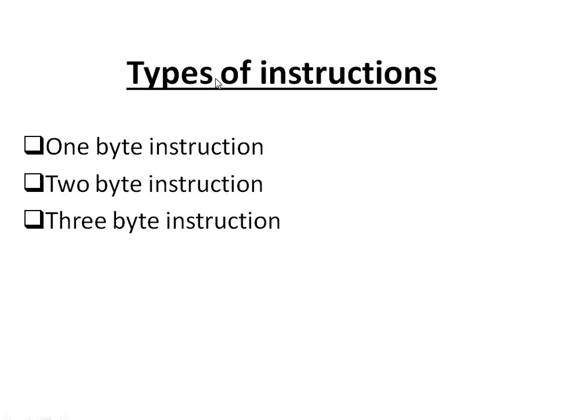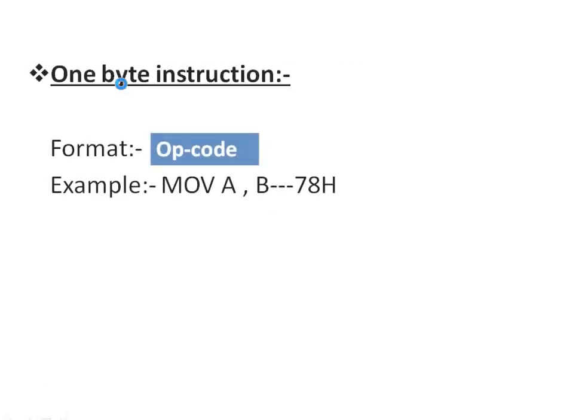In the 8085 microprocessor, there are three types of instructions. The first one is the 1-byte instruction, the second one is the 2-byte instruction, and the third one is the 3-byte instruction. A 1-byte instruction means only the opcode is there. In such instructions, the operand is either in the register pair, or it is implicit.